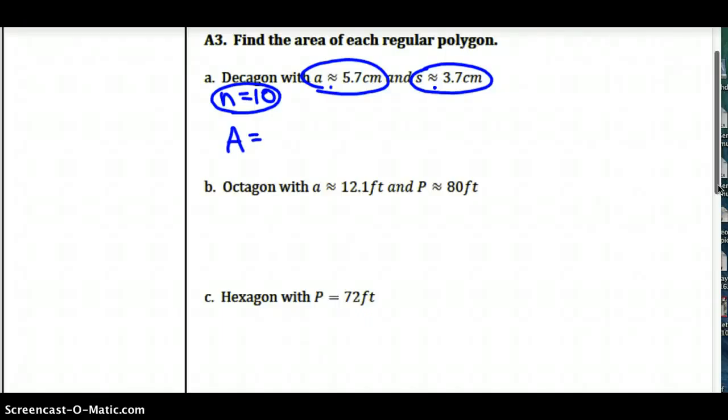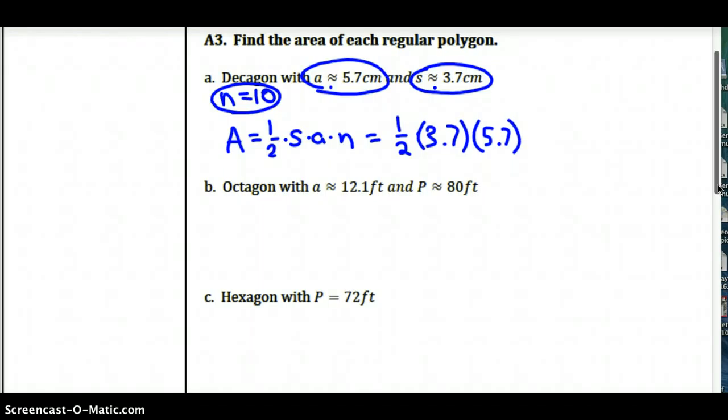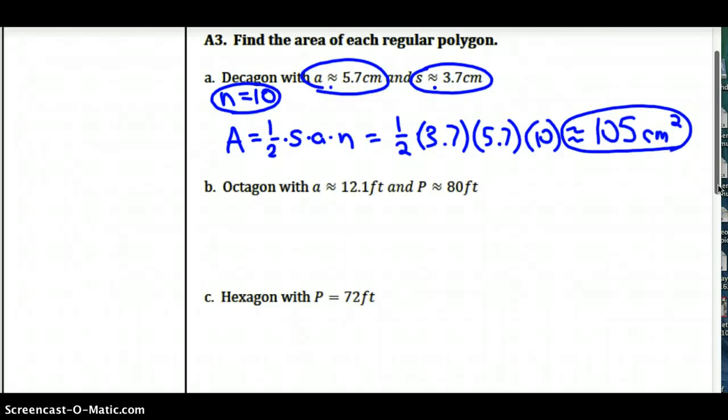So I'm going to go ahead here. This one's ready to go. 1/2 SAN is the formula I'm going to use, and I'm going to plug in then. 1/2 S is 3.7. Apothem is 5.7, and the number of sides is 10. And since this is a calculation made up of approximation, my answer is going to be approximate. So I'm just going to go ahead here and say this is about 105, and in this case it's area, so it's going to be centimeters squared. And it's okay to round these to the whole units. It depends how you round.